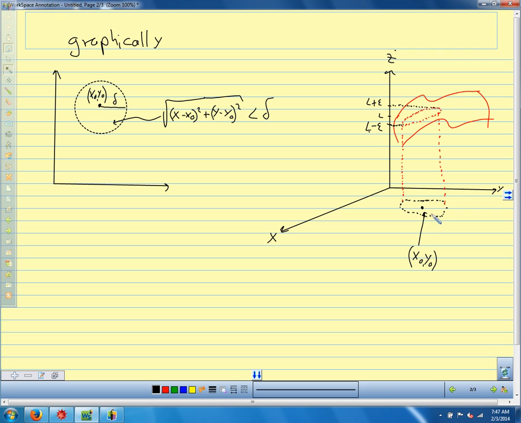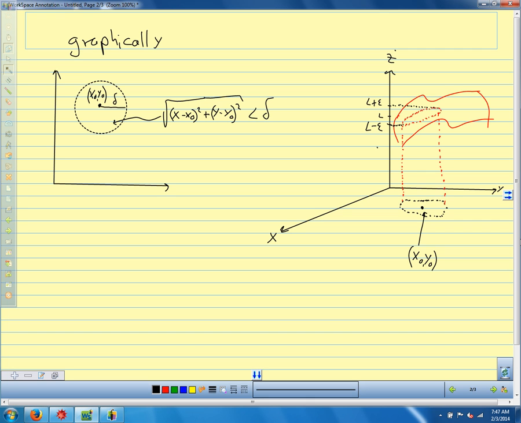So when x and y are within this disk, that guarantees us that our function value is within epsilon units on either side of our limit. This is how we know a limit exists. So that's what our definition is telling us graphically. If we're close to some specific value here, that guarantees us that we're close to some specific value here, and we can make that close be as close as we want.